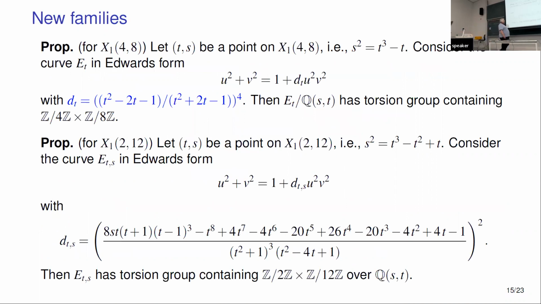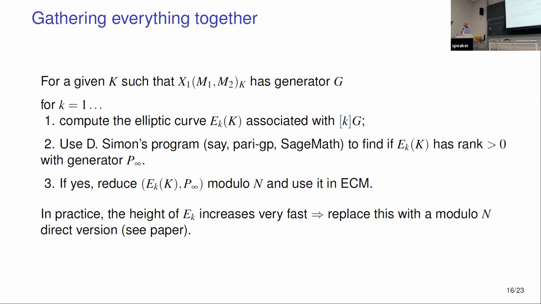So just to give you an example, I took the last two families for X1 of 4.8 and X1 of 2.12 in Edwards form, just for fun. What this means is that I can use these curves, and if I reduce them mod P, then their cardinality is divisible by 32. Okay, now I do everything together.